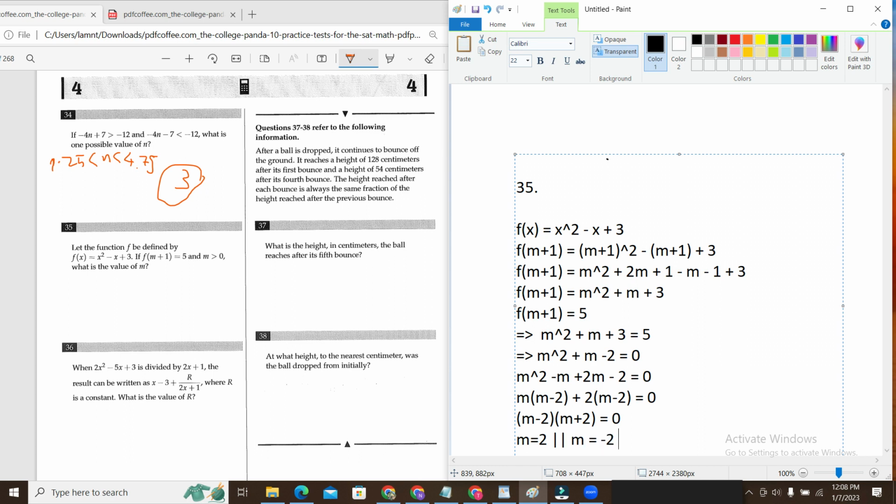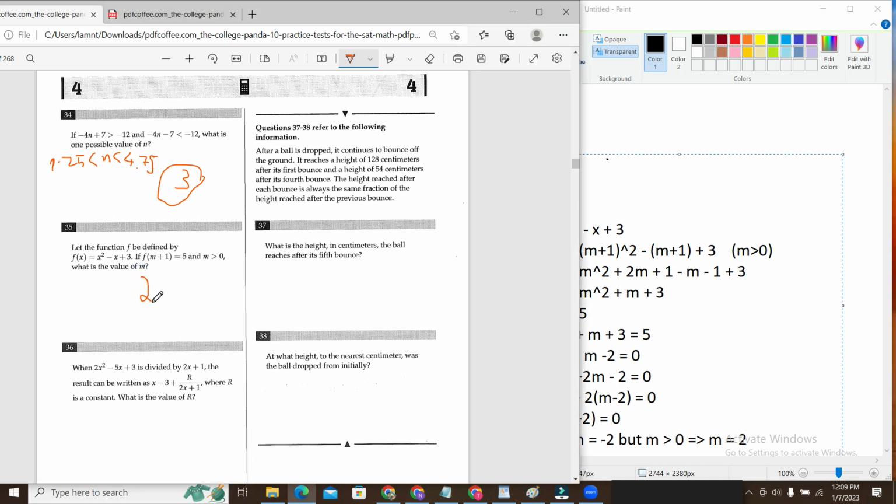Okay, but we know that m is bigger than 0. So we're going to take m equal to 2. So the value of m is 2, and we denote here m bigger than 0. Okay, like that. So the answer is 2.